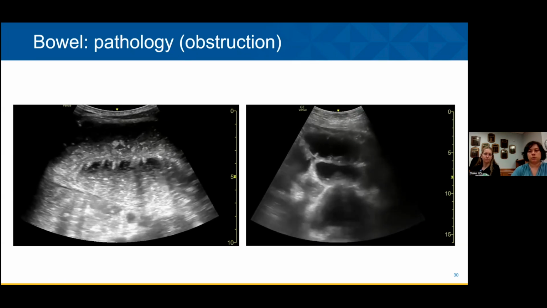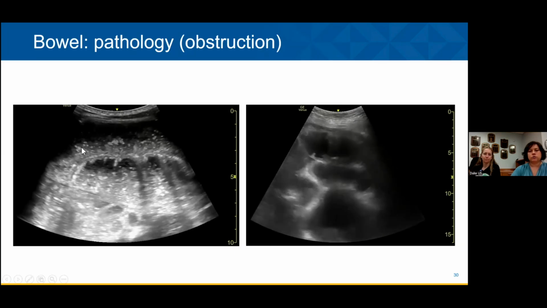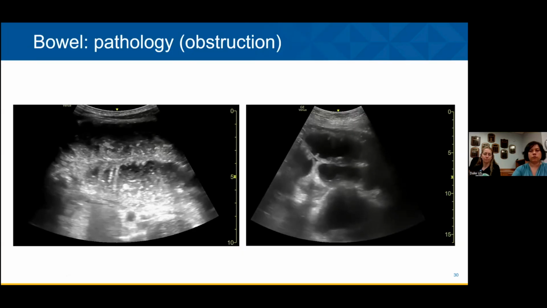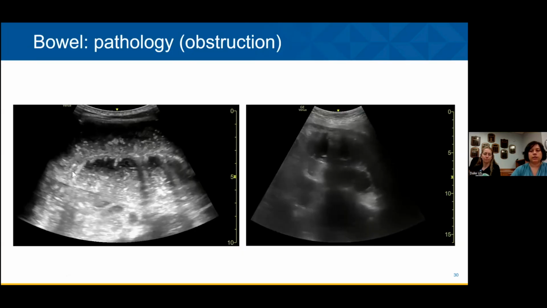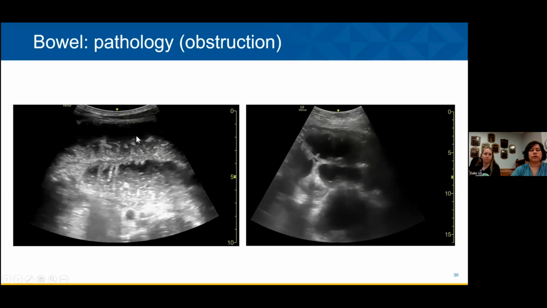But these are some examples of another finding, which is, in this case, to-and-fro or bidirectional peristalsis. So instead of peristalsis moving forward as it should, if you watch the intestinal contents here, you can see them moving back and forth.